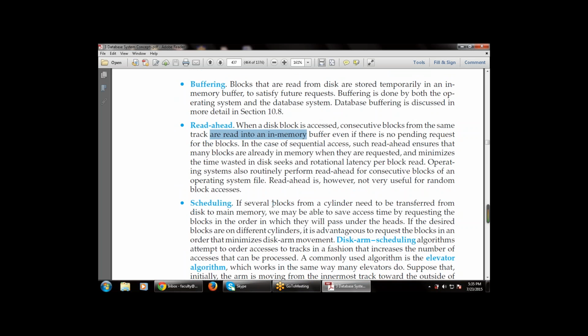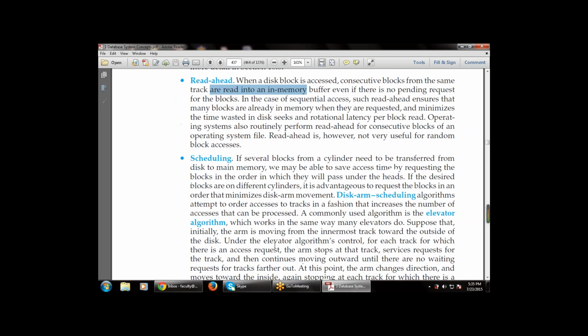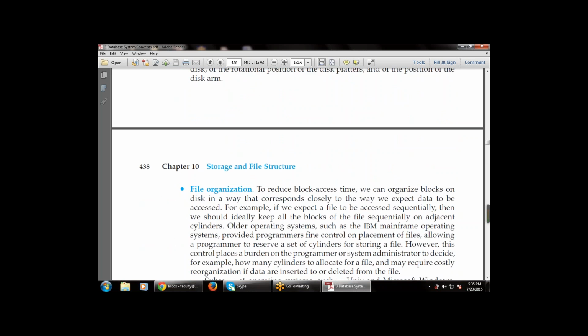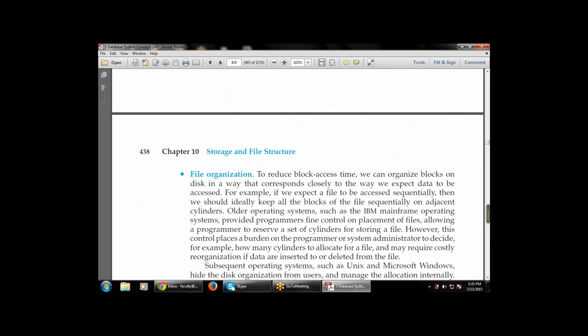Then there is scheduling, that is, at what time the data will be scheduled to be stored. There is a disk scheduling algorithm, and there is an elevator algorithm that is used for the scheduling part. Then there is file organization, that is how to organize the files, such as sequential access or indexed sequential access. Any form can be used for organizing the files; that is file organization.